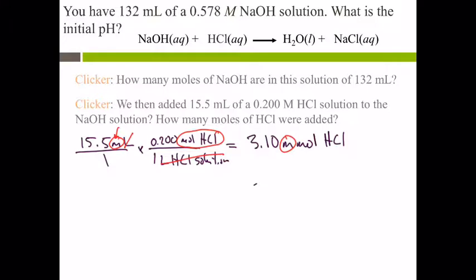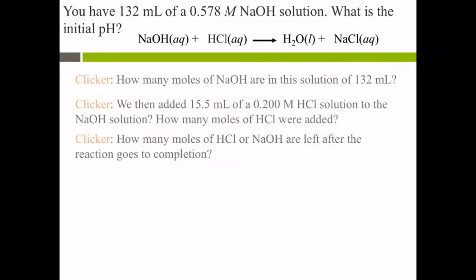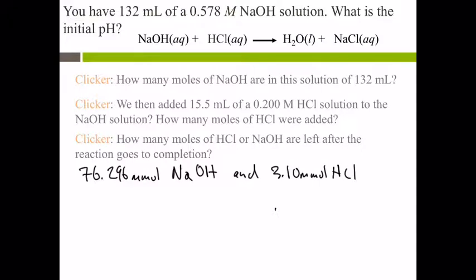millimoles of HCl. So the next question is, how many moles of HCl or NaOH are left after the reaction goes to completion? So let's write out how much of each one we have. We know that we had 76.296 millimoles of NaOH and 3.10 millimoles of HCl. So the question is, well, how do they react with each other?